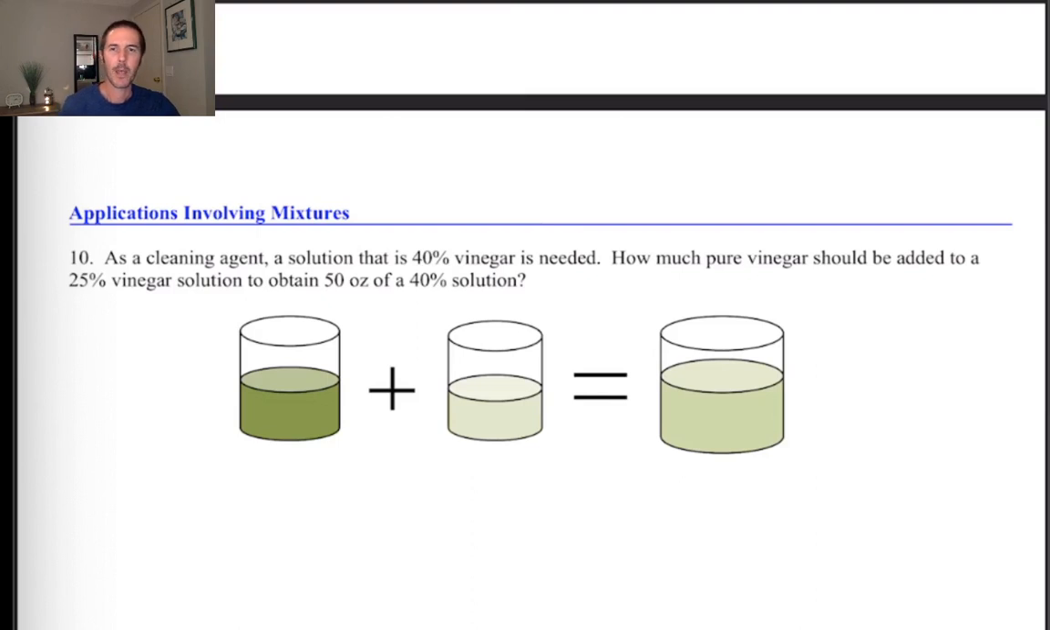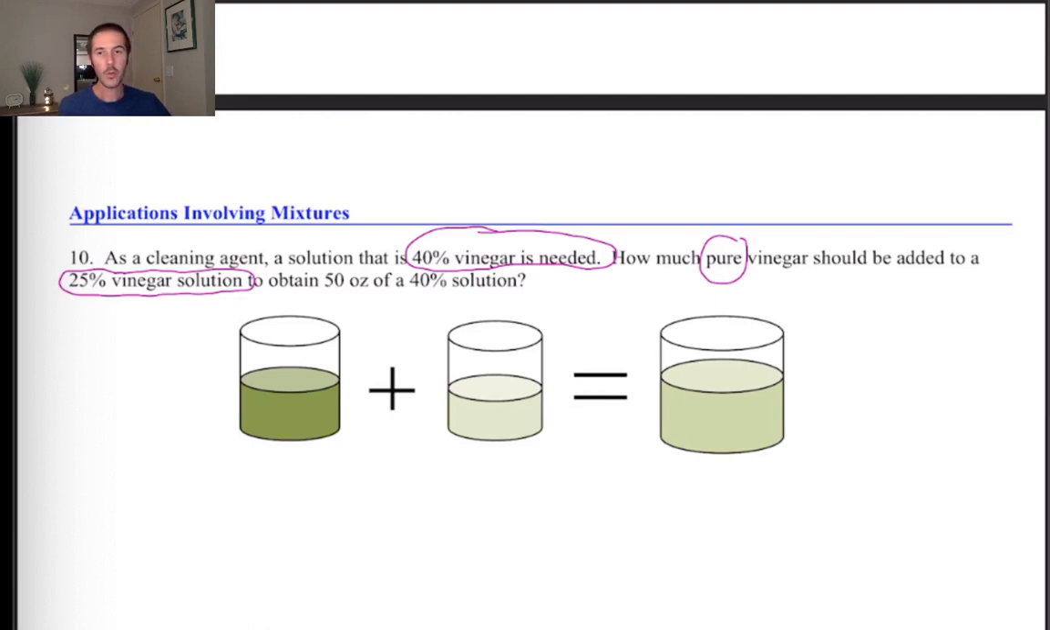Anyway, how much pure vinegar should be added to a 25% vinegar solution in order to obtain 50 ounces of a 40% solution? So what's happening here is that we're adding pure vinegar, which is stronger than the 40% vinegar solution that we need. So we're adding pure, which is too strong, to a 25% vinegar solution, which is too weak, and we have to add the correct amount of each in order to end up with a specific amount, 50 ounces, at 40% solution.